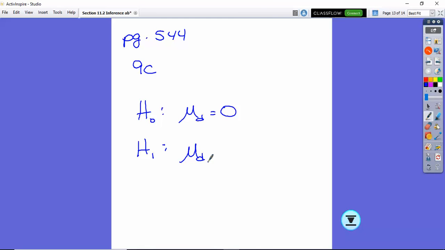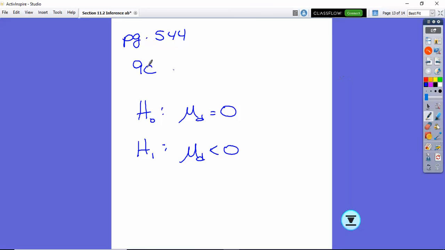So what would my alternative be? If the car is higher and we do L1 minus L2, so we're doing SUV minus car. If the car is bigger, would that be a positive or a negative number? Negative. So we're testing the alternative is that the difference is less than 0. Does that make sense to everyone? That's the hardest part about these problems.